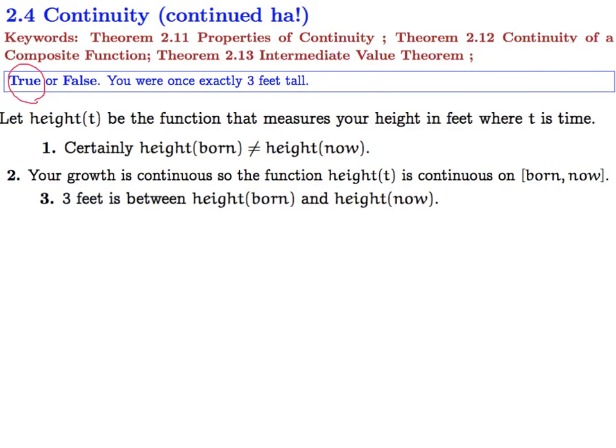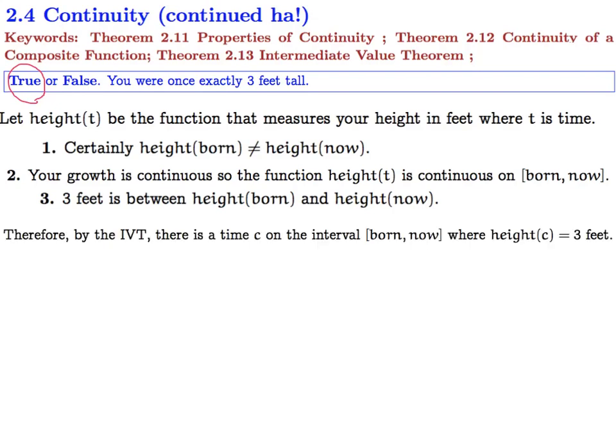You weren't born 3 feet tall. You were probably born something under 2 feet. And right now, I'm willing to bet everyone is over 3 feet tall. Therefore, by the intermediate value theorem, there is a time c on the interval between born and now where your height was exactly 3 feet. I have no idea what time this was. We probably can't even actually figure out when it was, but we at least know there was a time when this occurred.